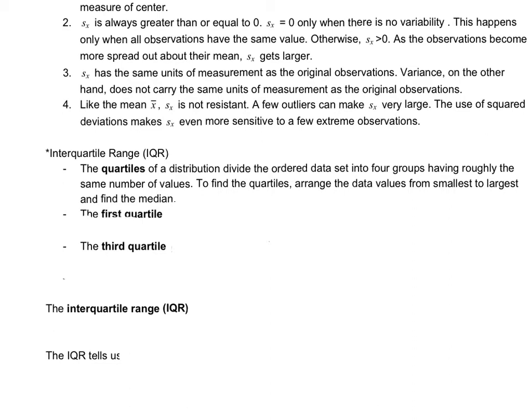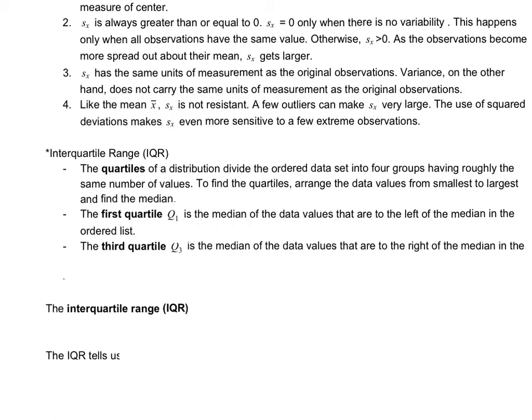So to find the quartiles, you order the data from smallest to largest, just like you did with the median. You find the median, and then you take the lower half and find the center of the lower half, take the upper half and find the center of the upper half, or the median of the upper half and the median of the lower half. So that first quartile is the median of the data values that are to the left of the median in the lower list. So it's the median of the lower half of the data. Your third quartile is, on the other hand, the median of the upper half or the right half of the ordered list.